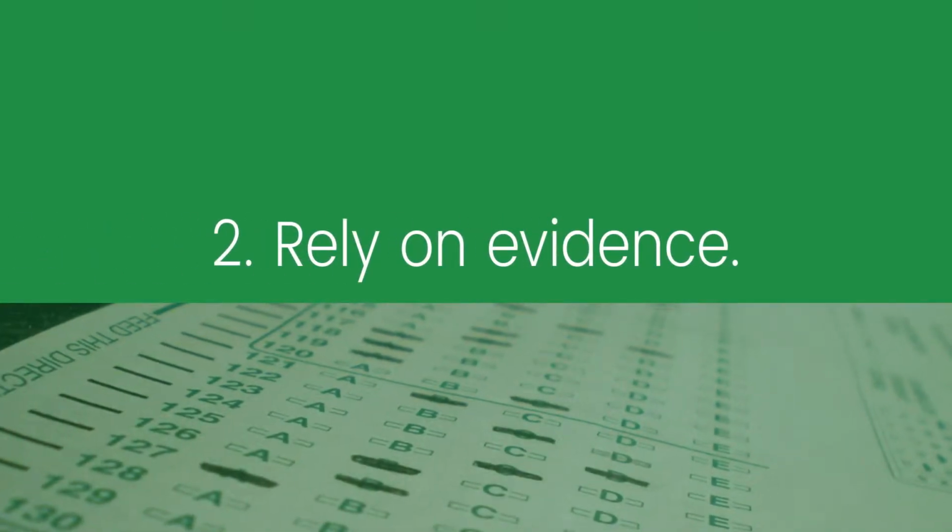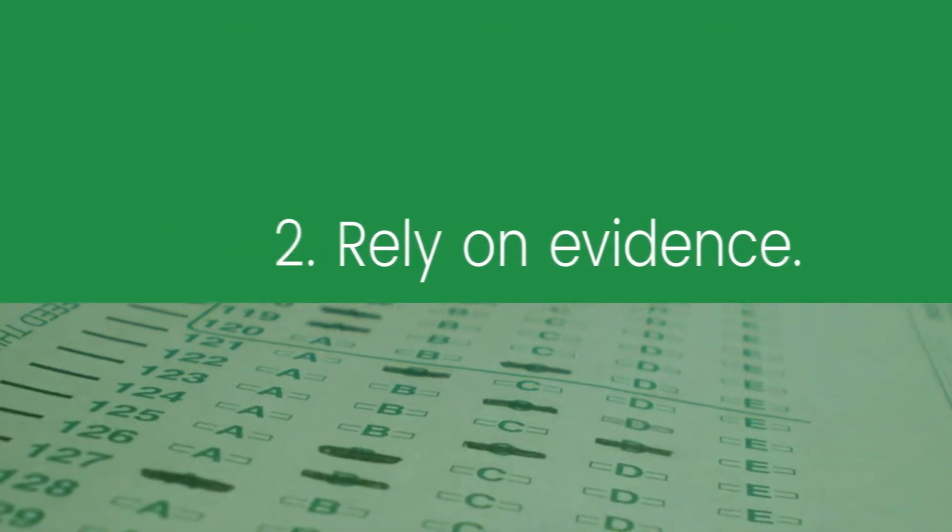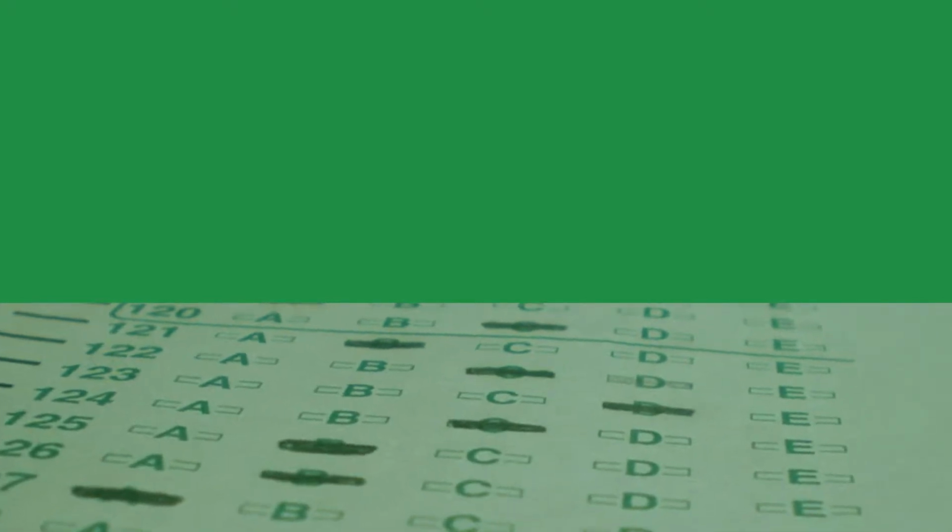Tip number 2, rely on evidence. The ACT is not a test of interpretation. It's a test of locating information and then selecting answer choices that correctly quote or paraphrase that information. This means that your job in the reading section is to search. We shouldn't be sitting there looking out the window thinking about what could be the right answer. We should be actively engaged in the passage, looking for the answer, because when you see it, you'll know it.